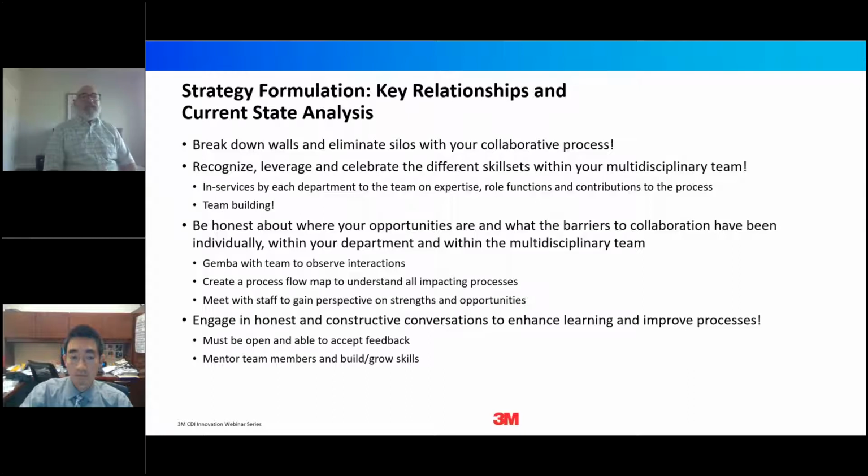And then I think finally it's about being honest, having those discussions, making sure that there are chances for enhanced learning, and also just getting lots of feedback from the team and letting them be a part of the process is key as well.